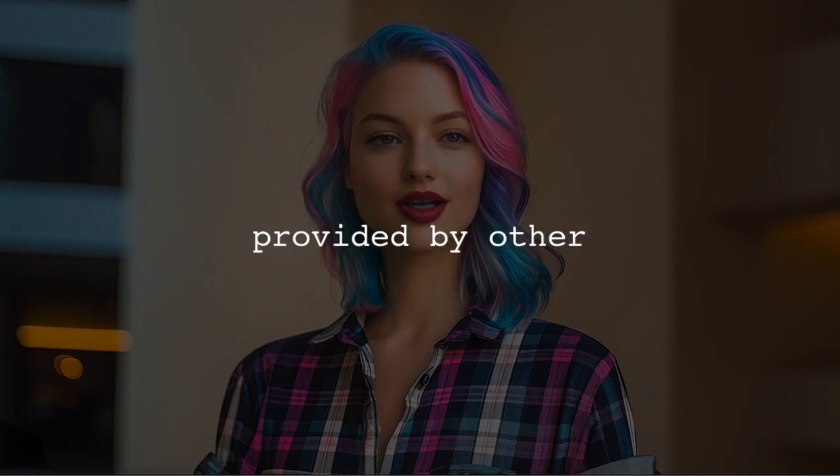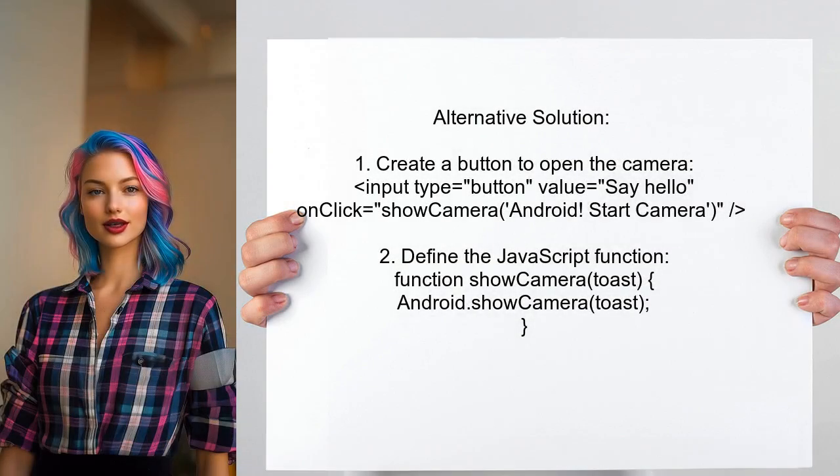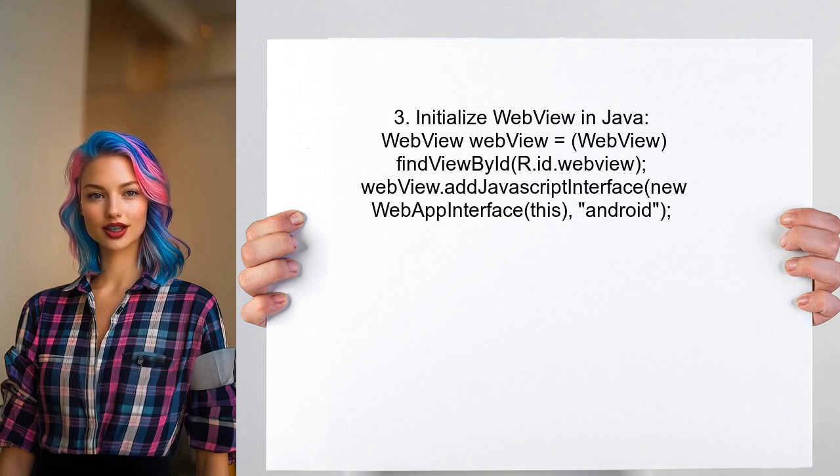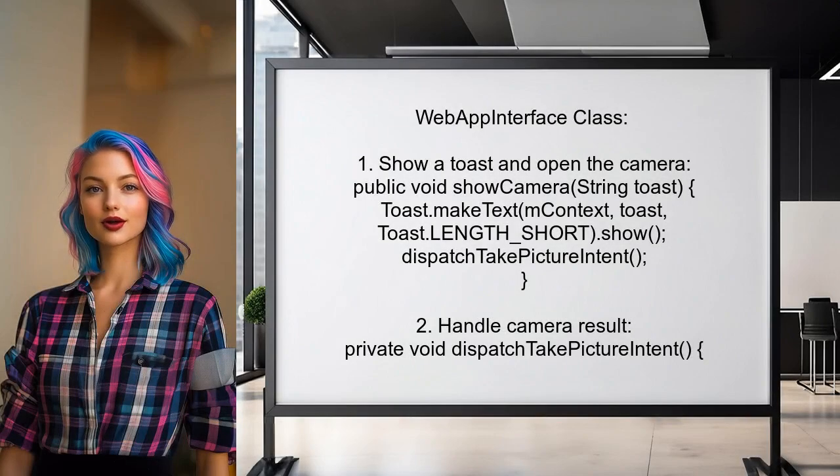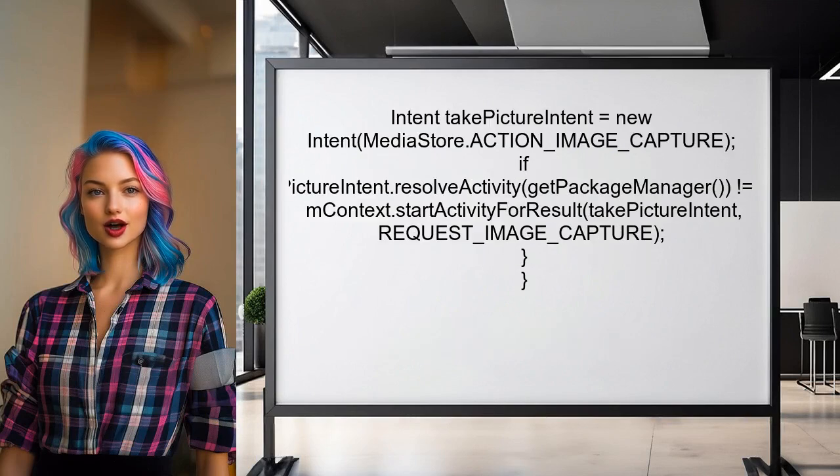Now let's look at the answers provided by other users. An alternative solution provided by another user involves using JavaScript to open the camera directly. They suggest creating a button that triggers a function to show the camera. This function interacts with the Android WebView to initiate the camera. The user also provides a web app interface class that handles the camera intent. This class shows a toast message and starts the camera activity when the button is clicked.